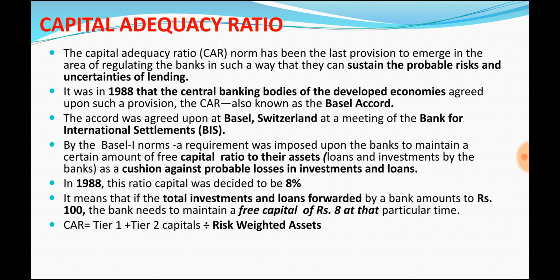How is it measured? In 1988, and later this idea changed, it was initially tier 1 plus tier 2 capital divided by risk weighted assets. They decided initially that the tier 1 and tier 2 capital should be 8%. We will discuss what tier 1 capital is, what tier 2 capital is, and what risk weighted asset is. For example, if a bank is lending a loan of 100 rupees to a borrower, it has to maintain a capital of 8 rupees. That is the initial setup.